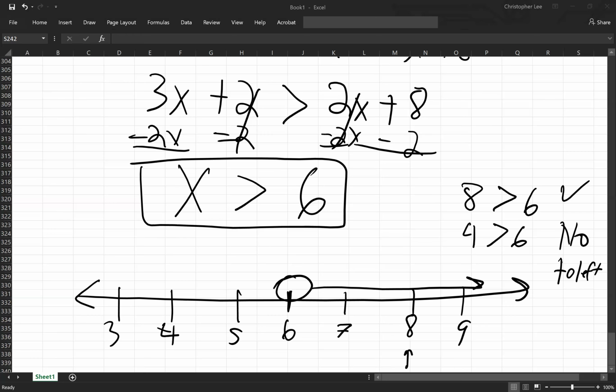That's the difference. In this problem, it's not including 6, so it's all the numbers that are bigger than 6: 6.1, 6.2, 7, 8, 9, 10, 1,000,000, 3,000,000. It's all of those numbers, but not 6 itself. That's what that means.